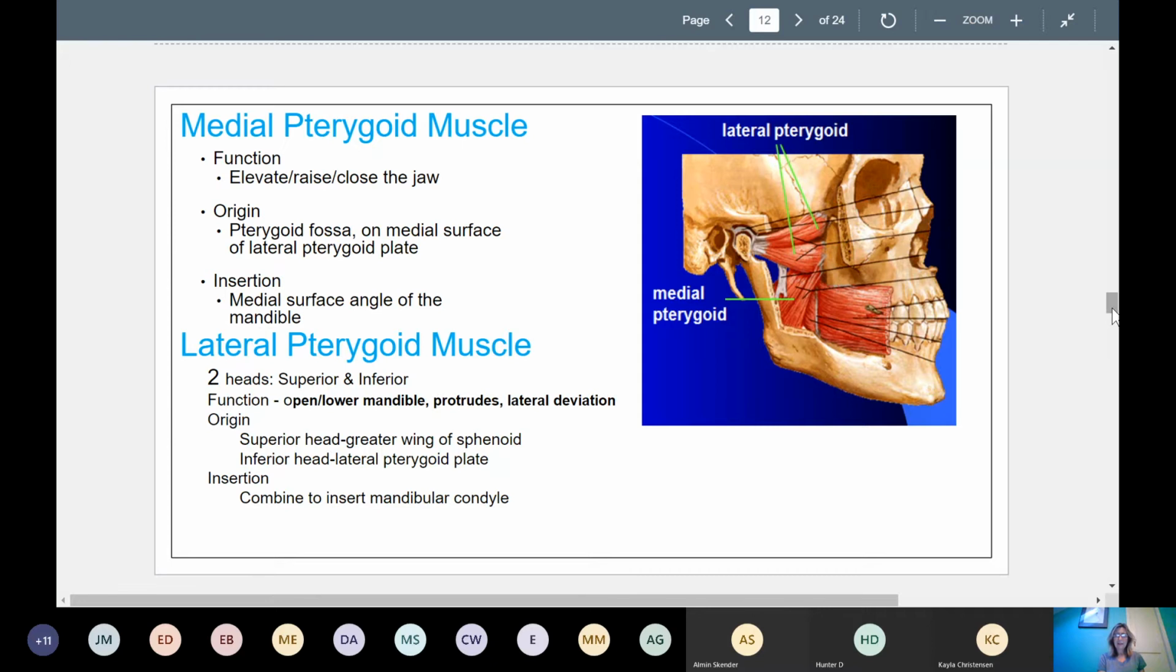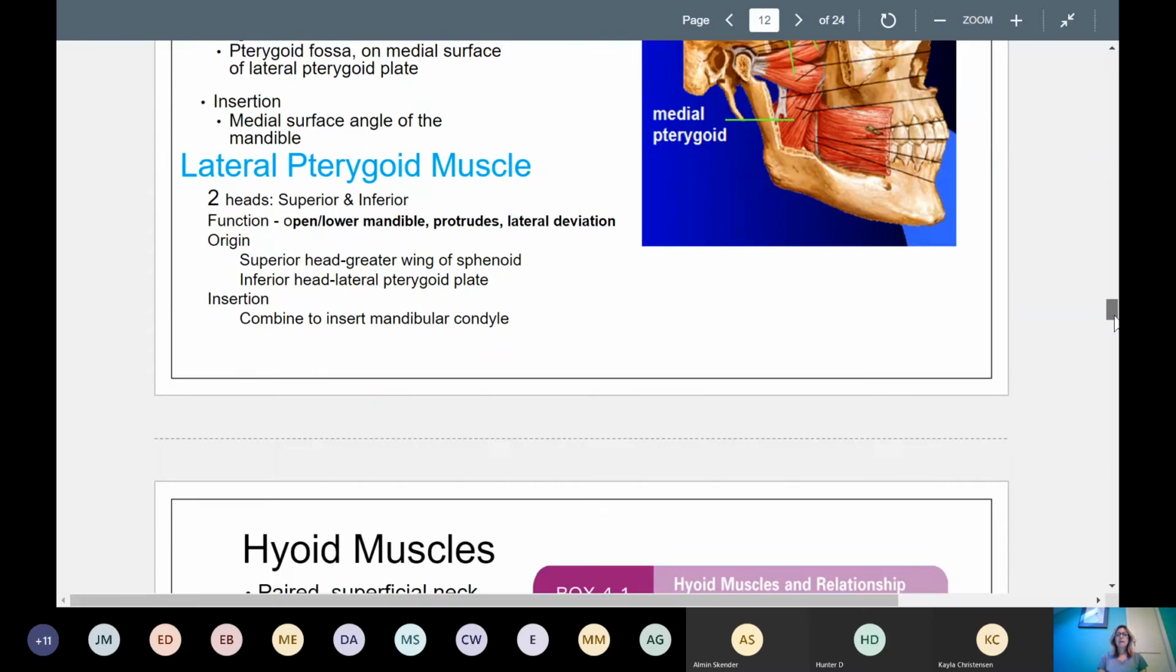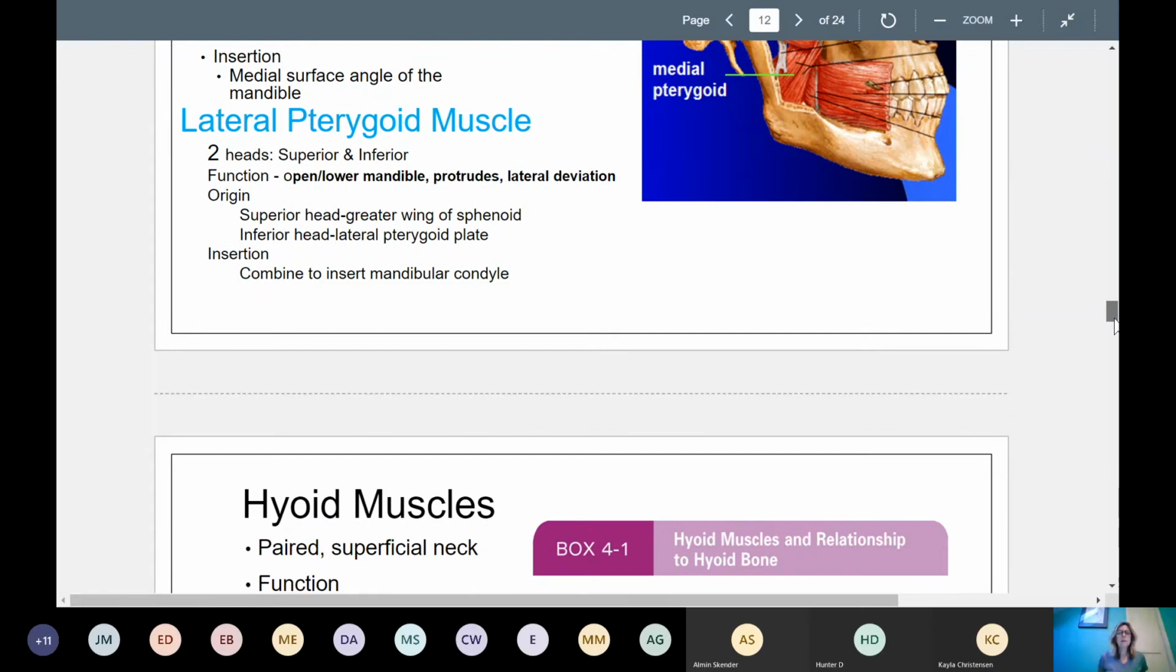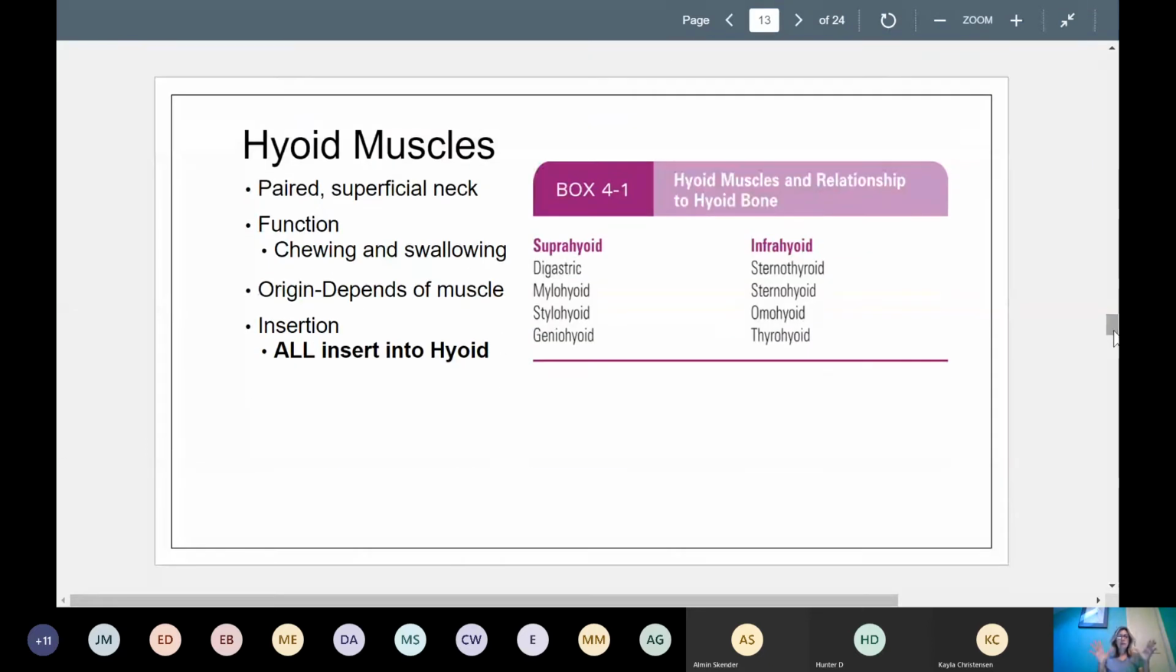Okay. Your hyoid muscles are paired. So you've got muscle on each side, superficial neck. What that means is they're in the neck and they're close to the surface of the skin. Their function is to assist with chewing and swallowing. Their origin depends on the muscle, and they all insert into the hyoid bone.